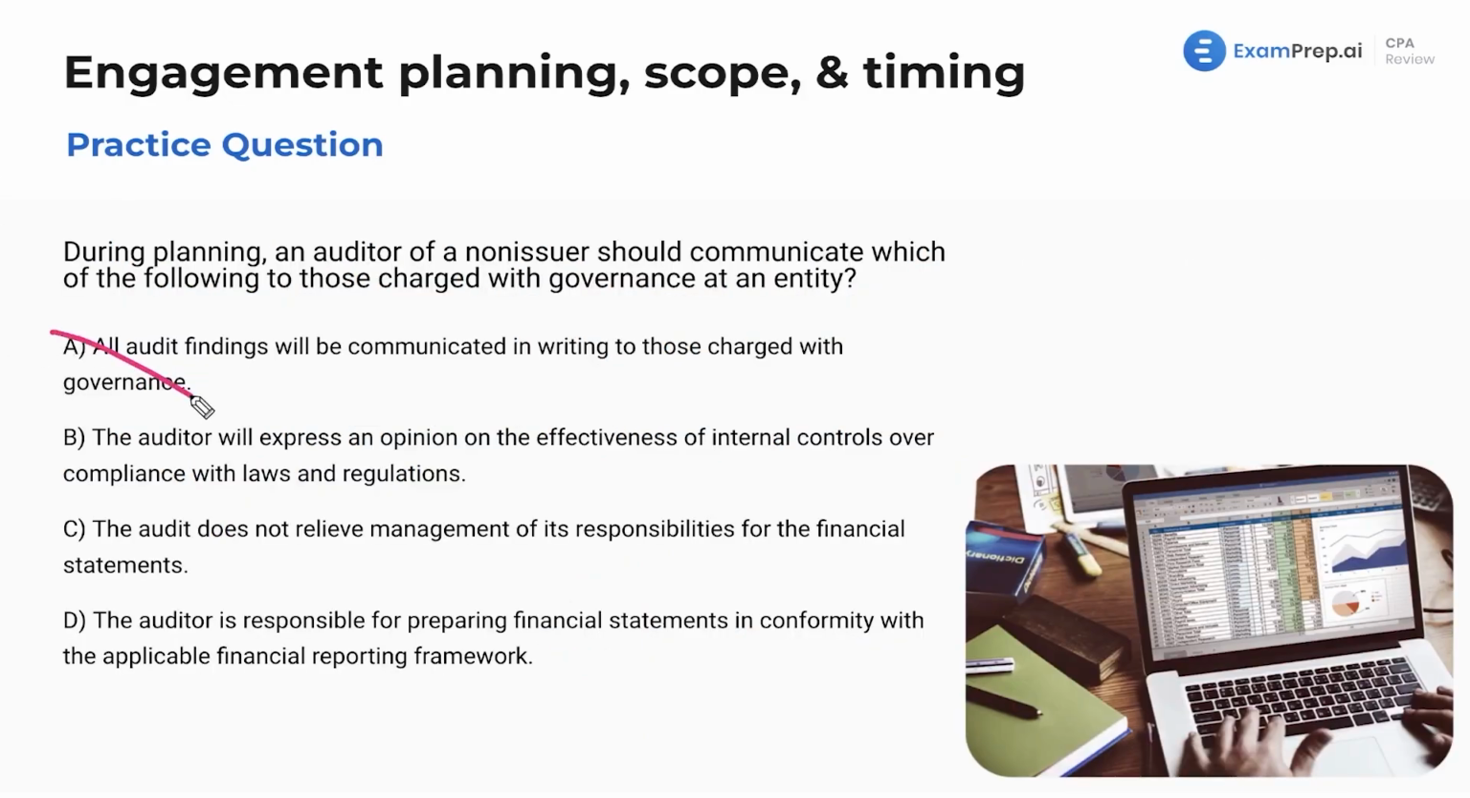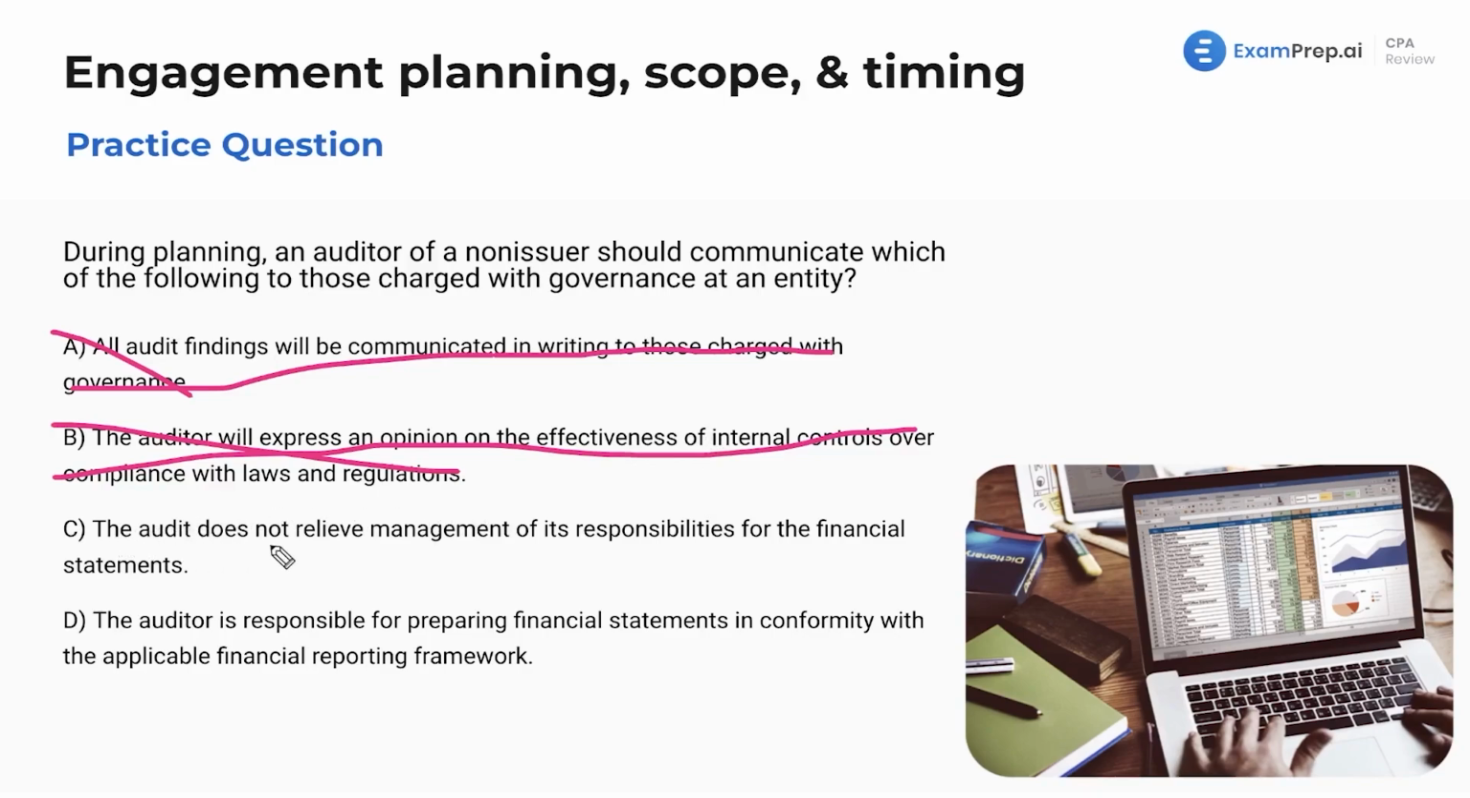So again, process of elimination, as well as just knowing what we're going to communicate. We're not in the nitty gritty of the testing yet. So also another reason for all audit findings: in planning, you don't have all audit findings. Another option: the auditor will express an opinion on the effectiveness of internal controls over financial reporting. Okay, right away, I'm thinking no. This is not happening. This is not an integrated audit. This is a normal audit. So this is not something that will happen. That is wrong because of the type of engagement they're referring to, which is an integrated audit.